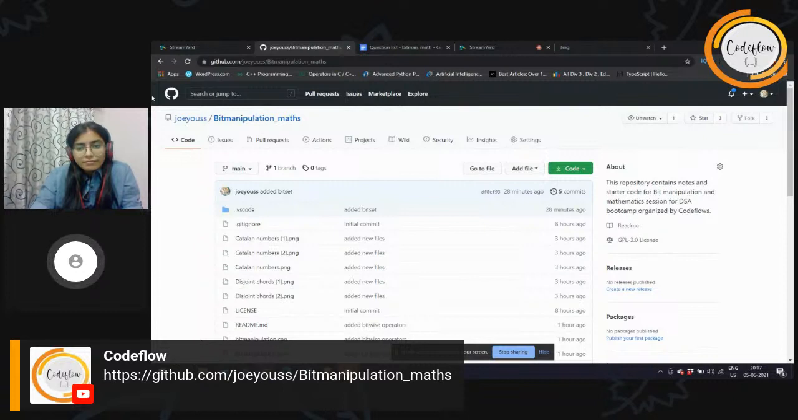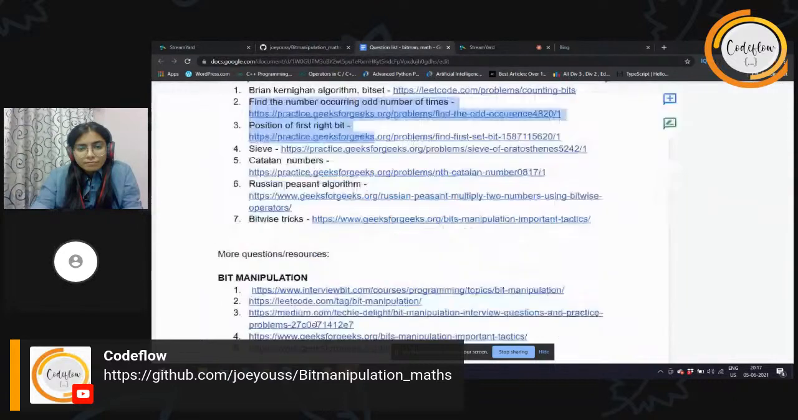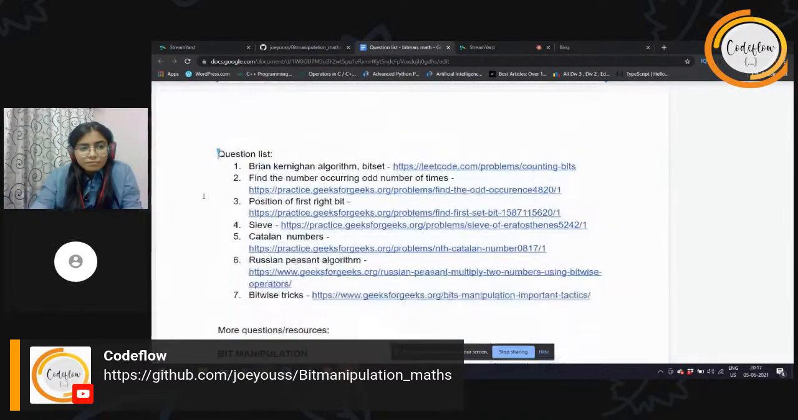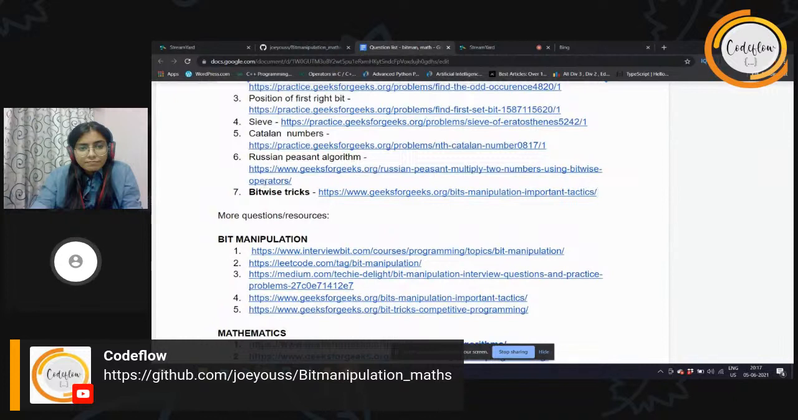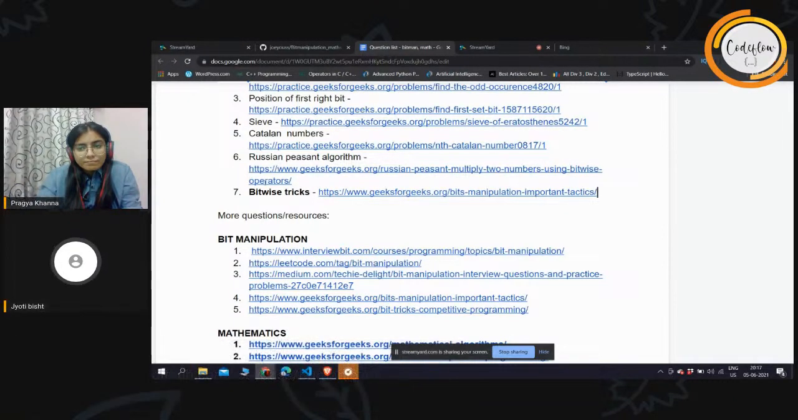In bit manipulation, is there any more concept? So over here, when you go to questions, this is a link, bitwise tricks. Here you will see some tricks which are not actually explainable, but they are just tricks, like how you can find whether a number is a power of two or not. You can go over there and see the tricks.